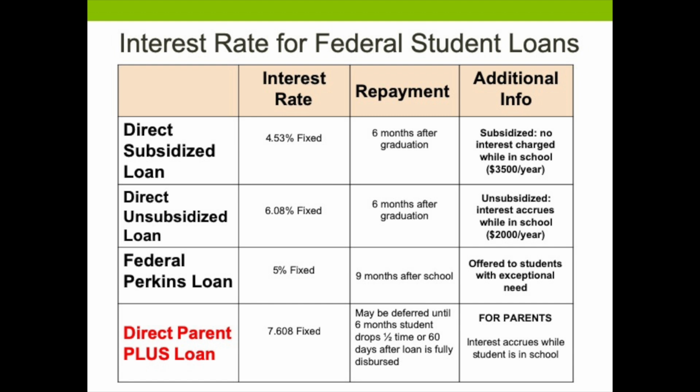And the last loan you see here is the Direct Parent Plus loan. That's the loan all the way at the bottom. That loan is not offered to the student. That loan is offered to the parent or guardian. And that loan has the highest interest rate here. And it's also a loan that accrues interest while the student is in school.